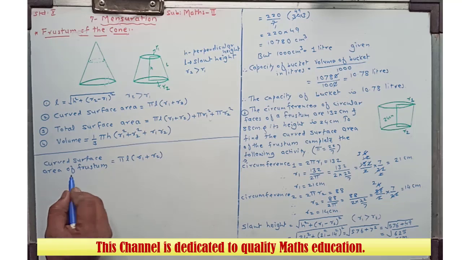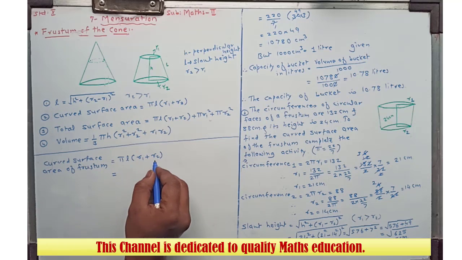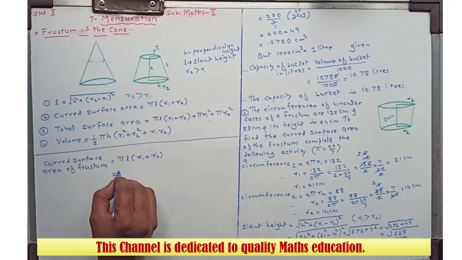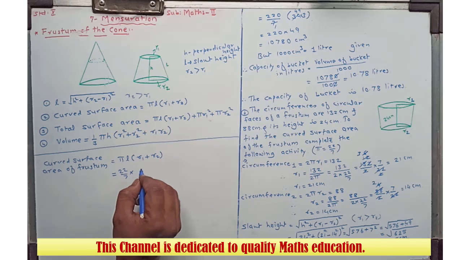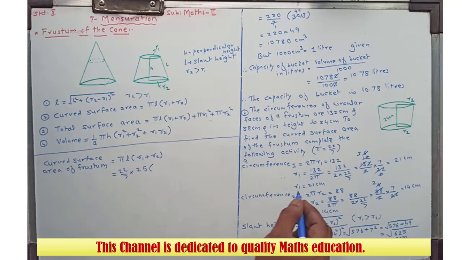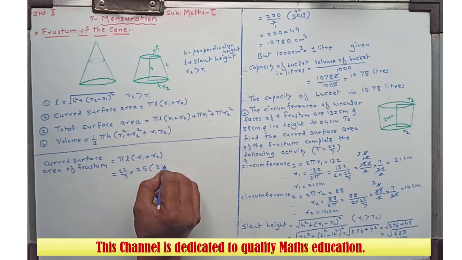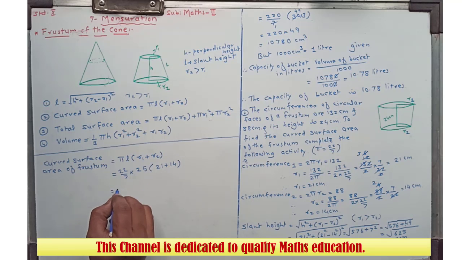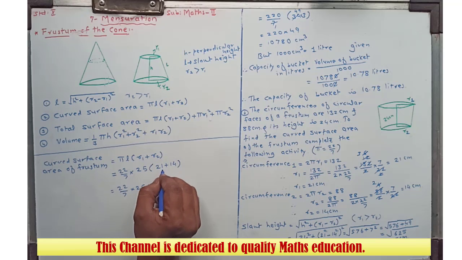Now the curved surface area of the frustum, formula is pi L into bracket r1 plus r2. Value for pi is given as 22 upon 7. So it is 22 upon 7 into slant height, that is 25 into bracket r1, r1 we calculated as 21 plus r2 is 14. Okay, that is equal to 22 upon 7 into 25 into this addition 4 plus 1 is 5 and 3 plus 1, that is 3.